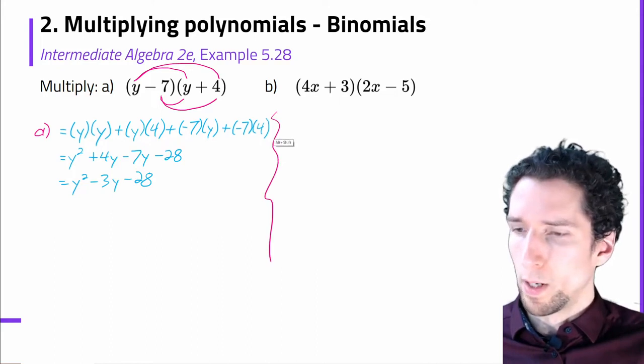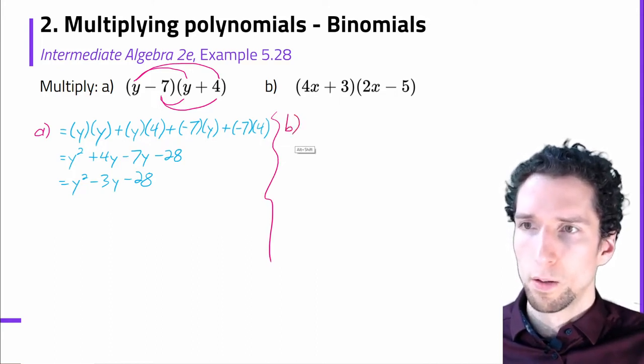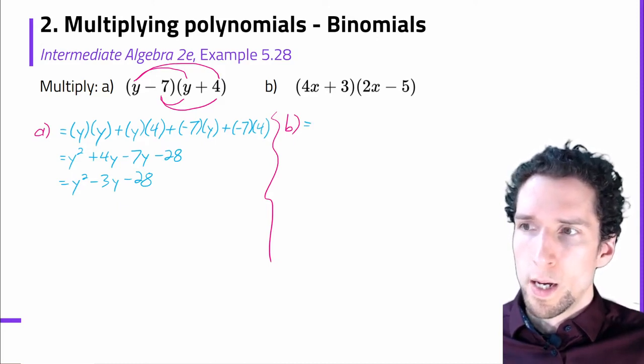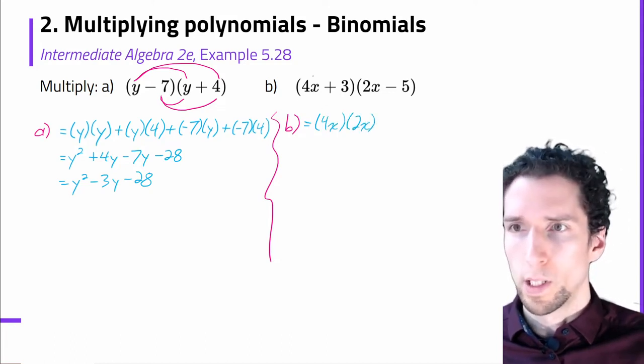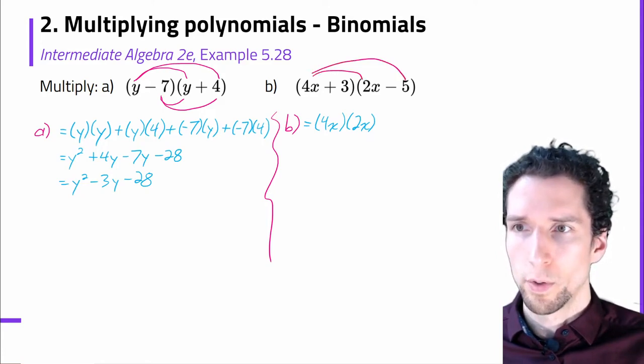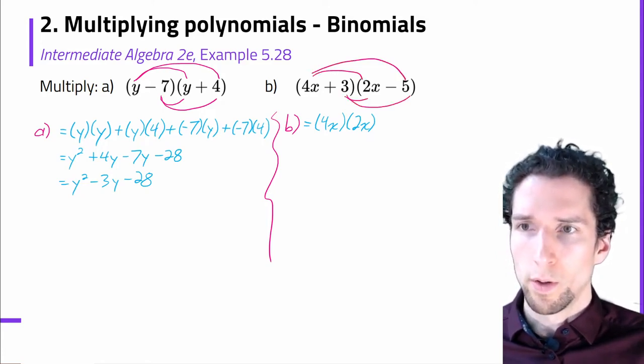Okay, and next one, B, same thing. Right, so 4x times 2x. Sorry, let me write this out here. It's each thing in the first one times each thing in the second one. So those 4 parts there.